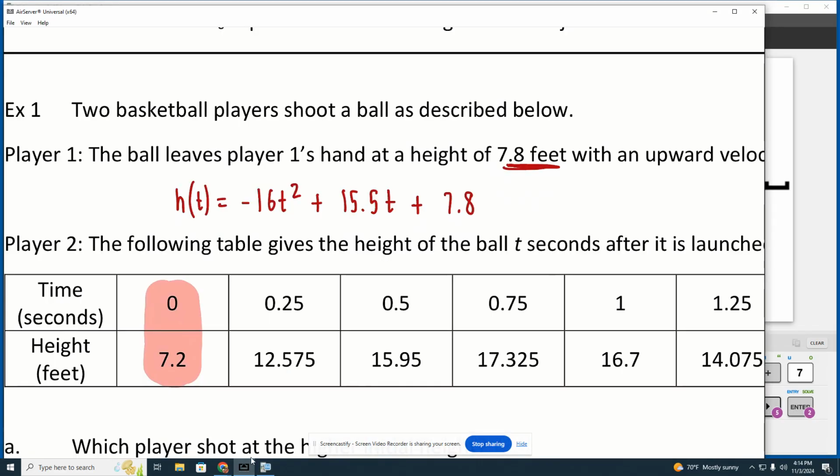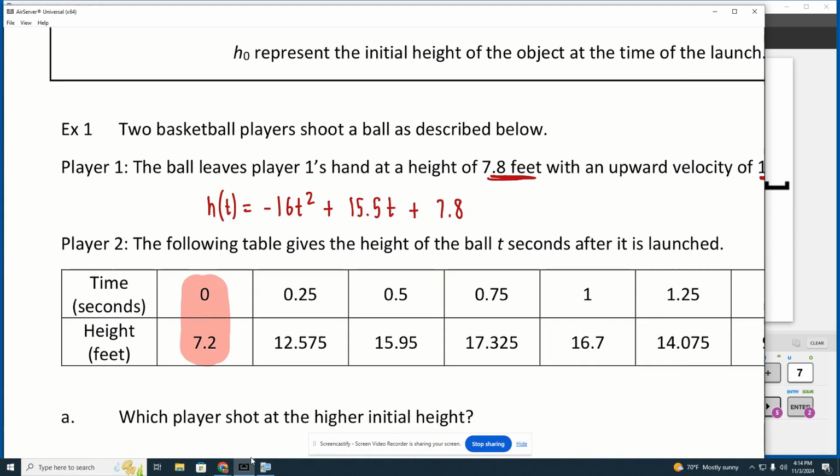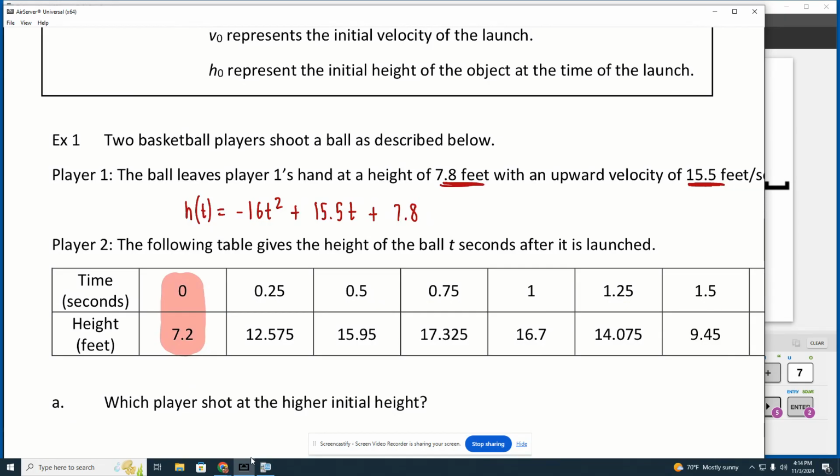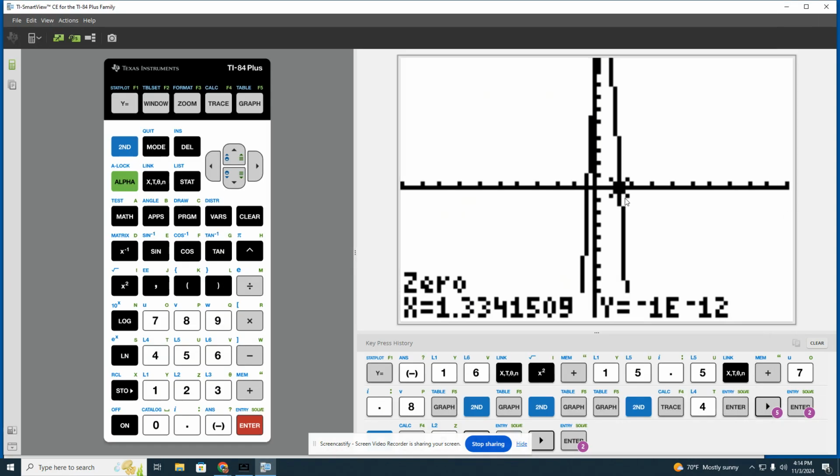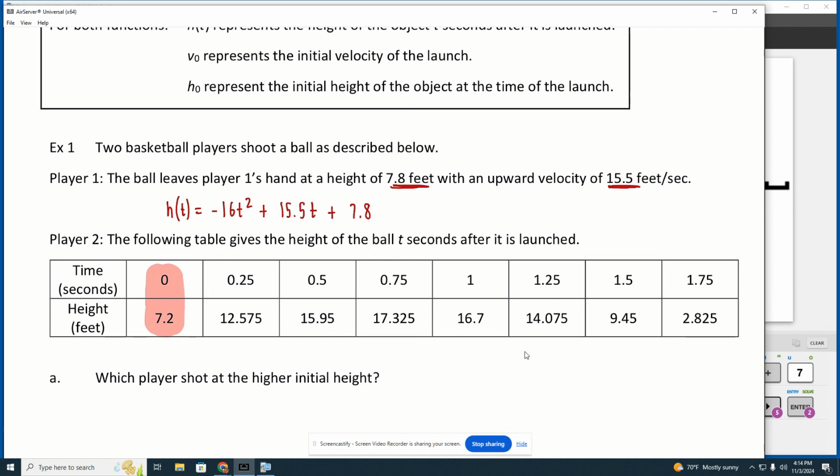So I know some things now about player 1's graph based on graphing it and looking at the table and also finding those maxes and those x-intercepts like we talked about in previous assignments. Remember what that was? Where did it hit the ground? It was 1.33. Okay, so let's go answer some questions.